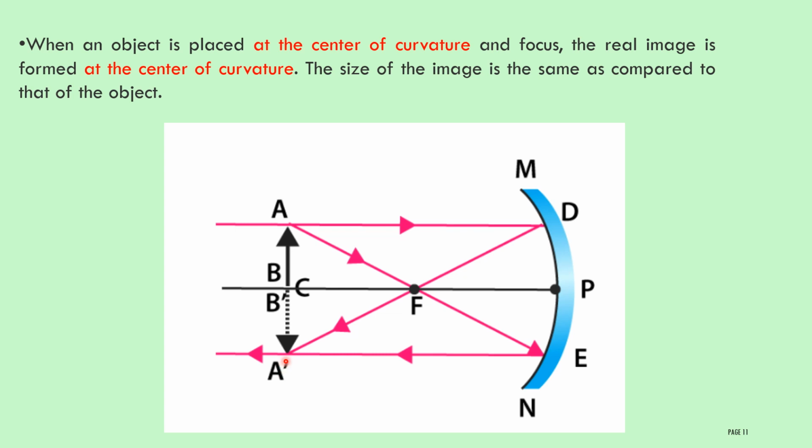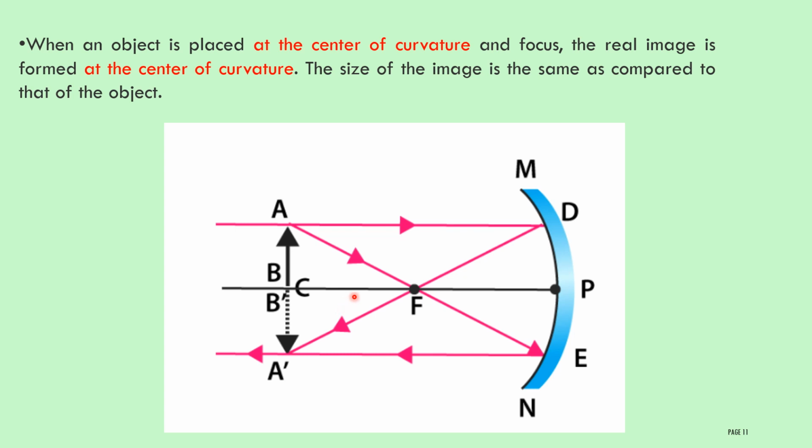Next, consider the second ray, that is AE. If any ray passes through the principal focus, after hitting the reflecting surface, it will reflect in such a way that it will be parallel to the principal axis. This is the direction of the reflected ray. It is indicated by A dash.